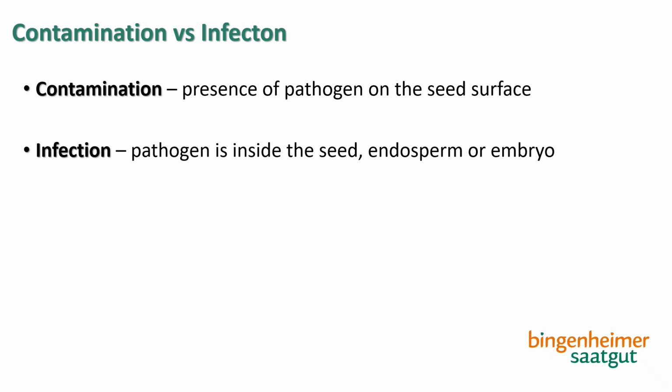A second important distinction is between contamination and infection. Contamination refers to the presence of the pathogen on the seed surface. This usually is easier to manage, and treatments like hot water or seed cleaning, like brushing, can remove this surface inoculum. Infection, however, means that the pathogen has penetrated into the seed tissue. It can be the endosperm or the embryo. And in this case, eradication becomes more difficult and the risk of transmission to the plant is much higher.